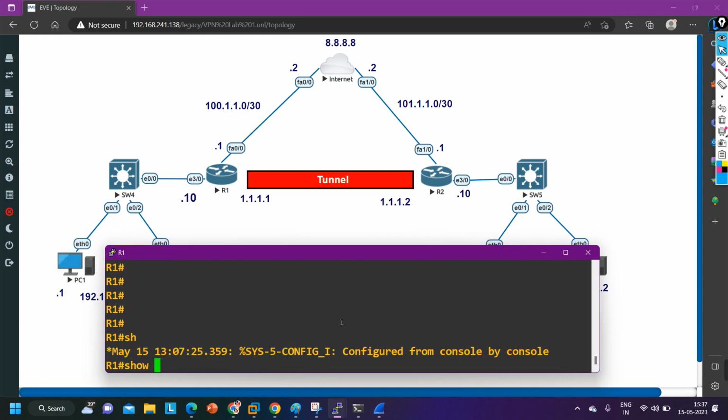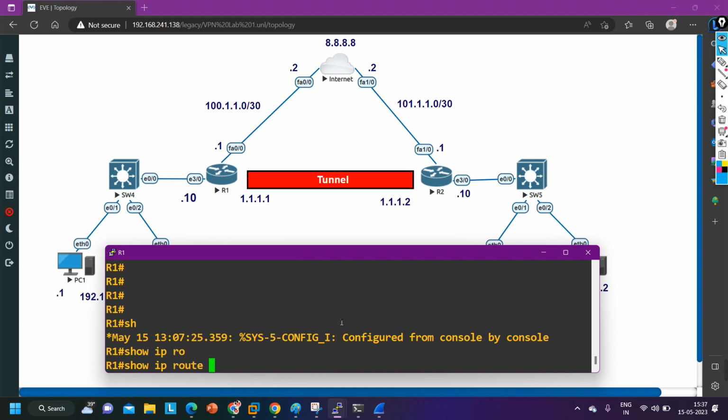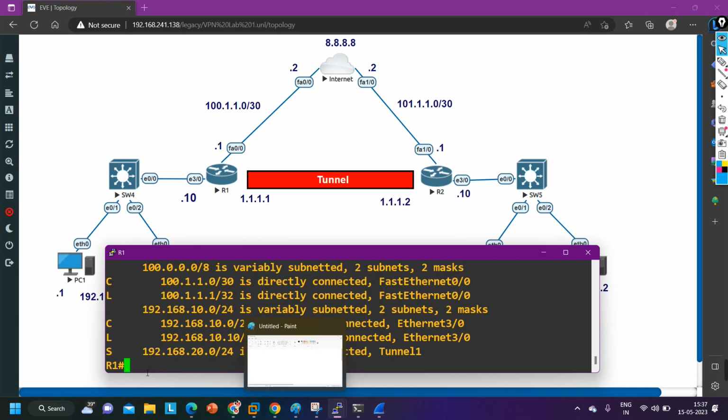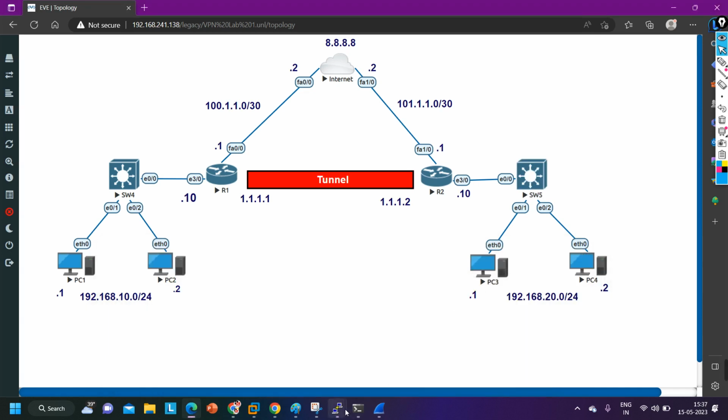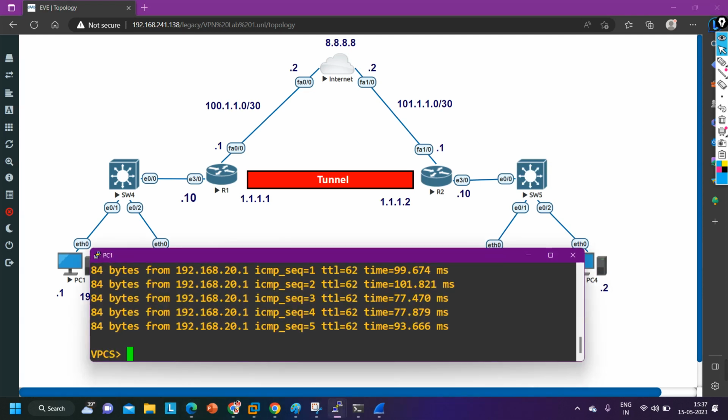This is the concept only in point-to-point VPN. We call it a point-to-point VPN, a GRE tunnel. We call it a VPN between two sites. So IP route, now you can see a static route. Through static routing the network is available. So still it can ping. PC1 can ping.